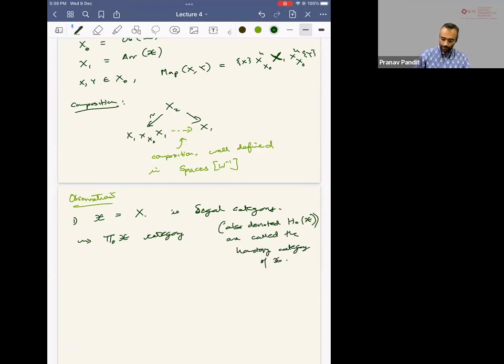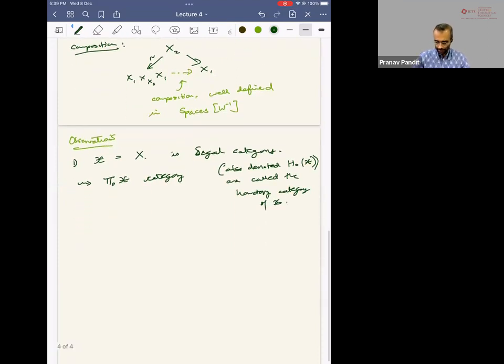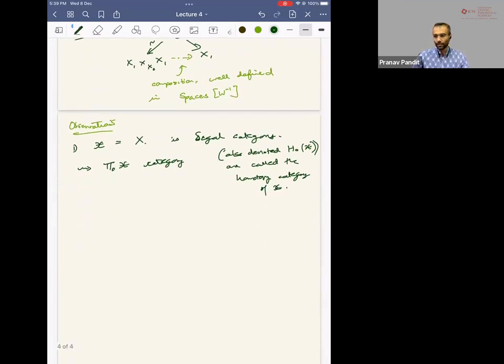Of X, which is an ordinary category. So we get a good old category starting from a Segal category. Basically, what we do is we take the mapping spaces and take the connected components of that. So we identify two one-morphisms if there is a two-morphism that identifies them. It's an isomorphism between them.